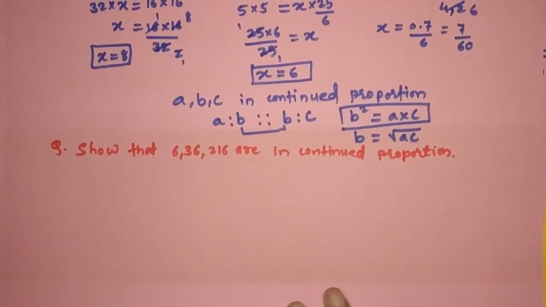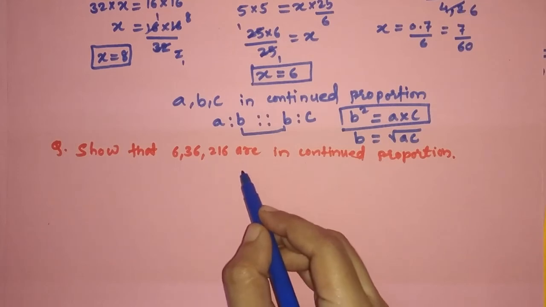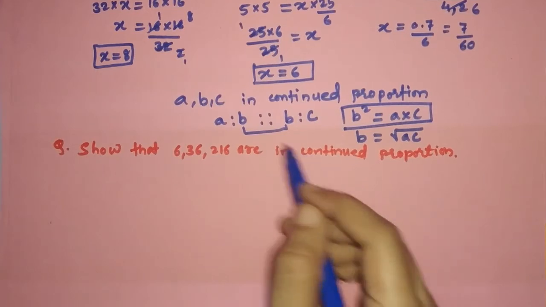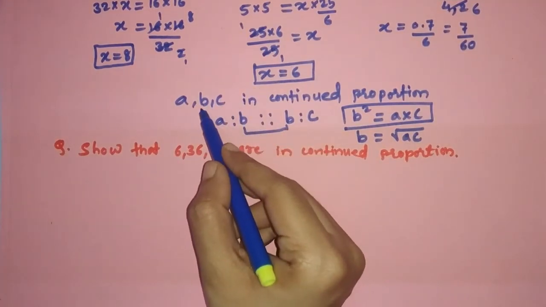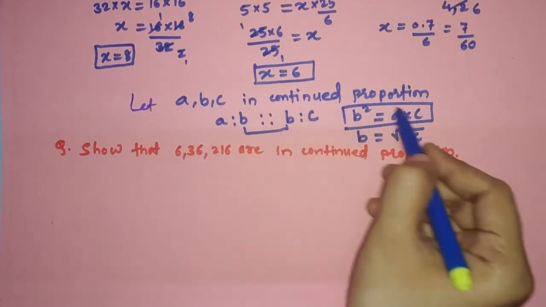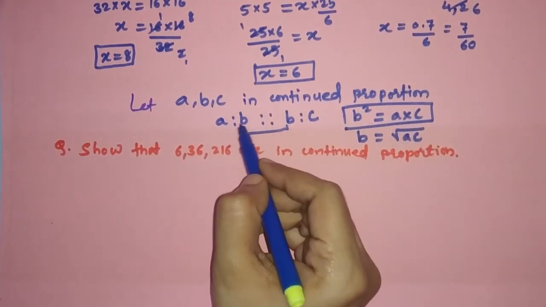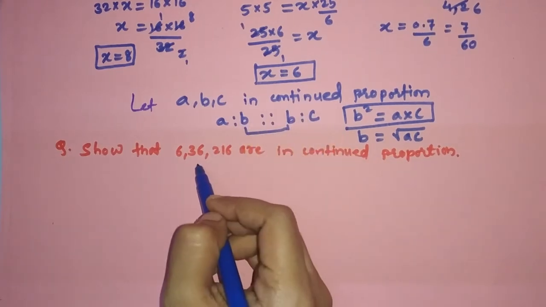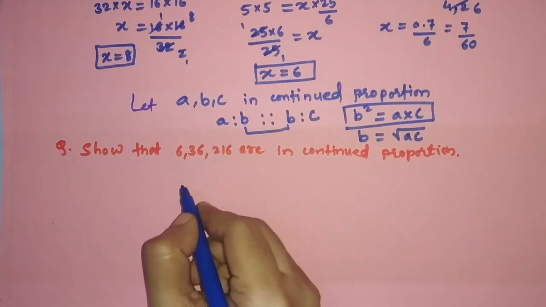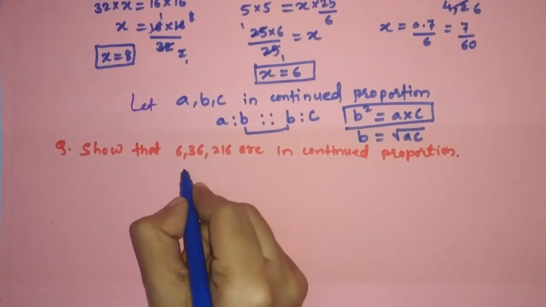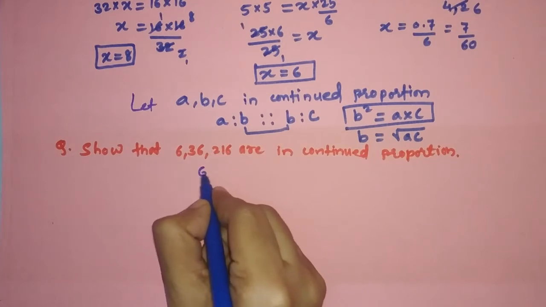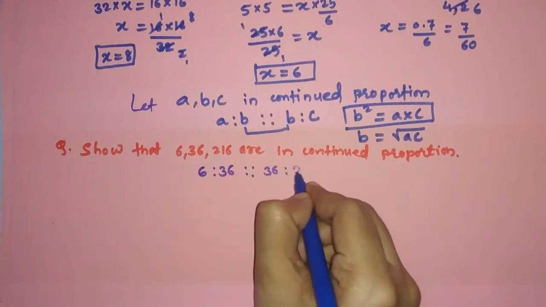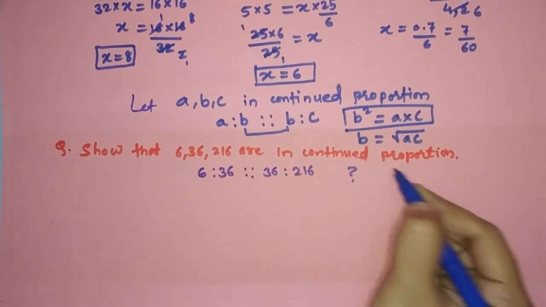So friends, now next question is, show that 6, 36 and 216 are in continued proportion. So we know that, friends, for three numbers like a, b and c to be in continued proportion, you must have that ratio of first to second and that of second to third should be equal. So we'll check according to this. So let's check here, 6 is to 36 should be equal to 36 is to 216. We need to check this.